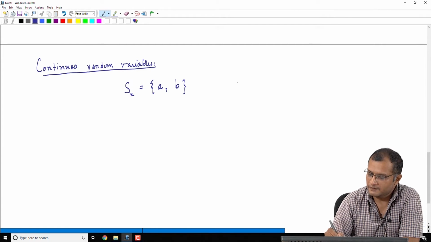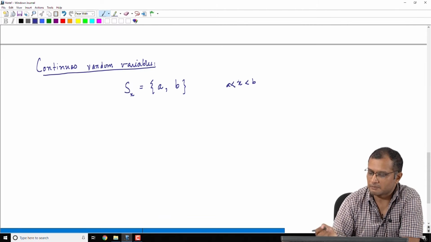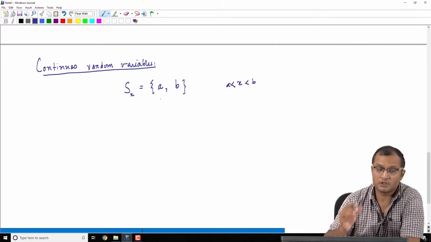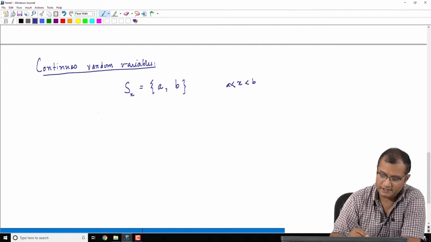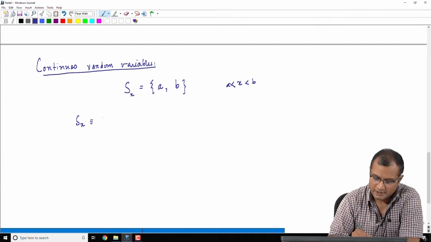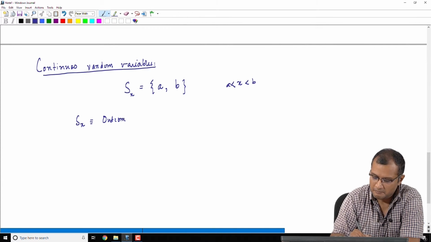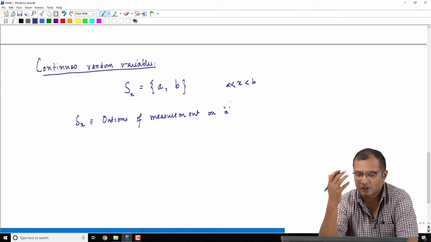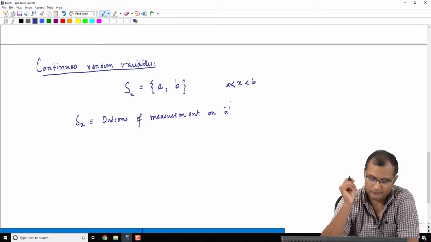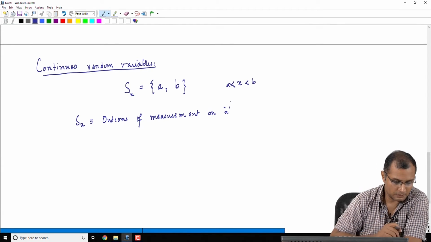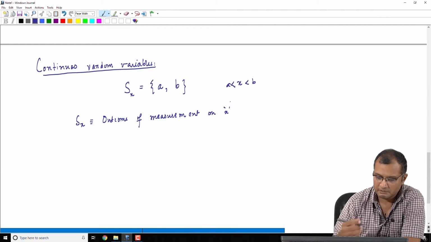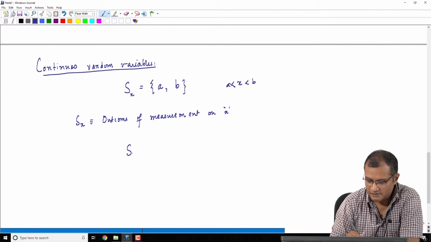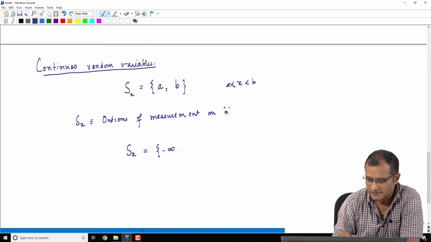Okay. So, you can think of your x to be between A and B, and S of x is nothing but any outcome of a measurement of x. Okay. So, S of x basically refers to an outcome of measurement on x. So, if you measure x, you will always get S of x between A and B. That is the meaning of S of x. Okay. Now, I can take A to be minus infinity and B to be plus infinity. So, the same S of x will become minus infinity to plus infinity.